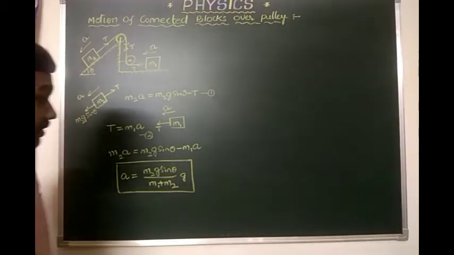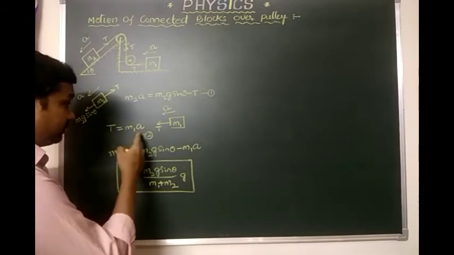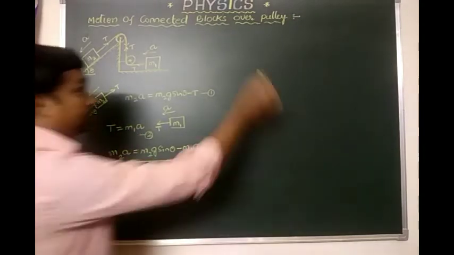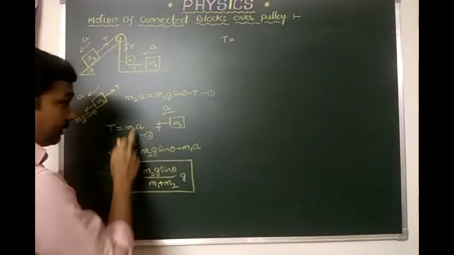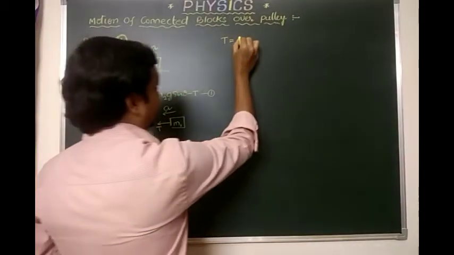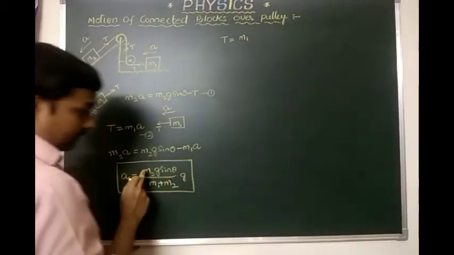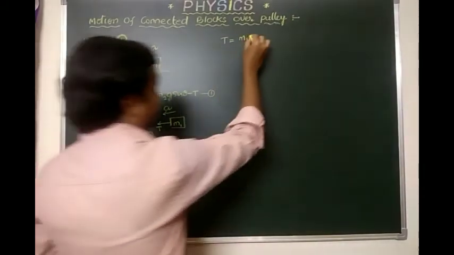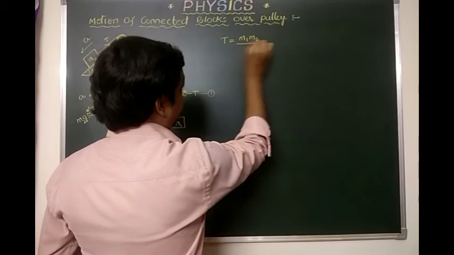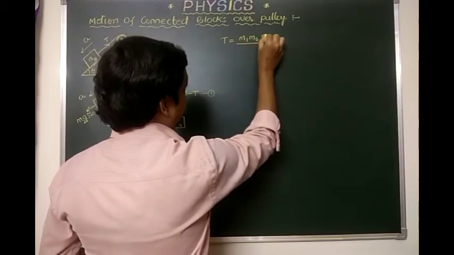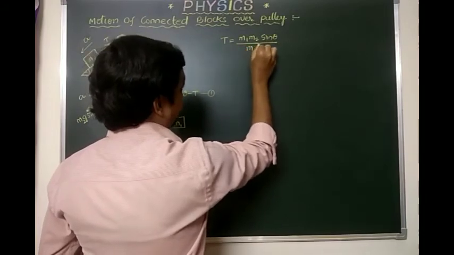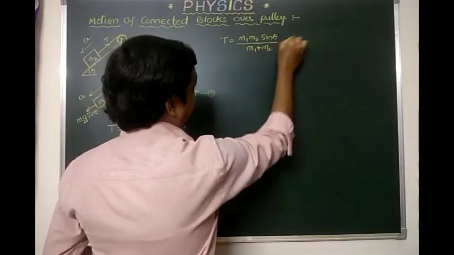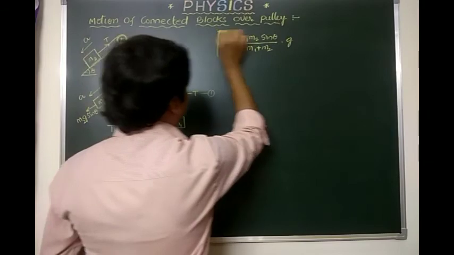What will be the tension? Tension T is equal to, we can substitute in this formula so that we will get the formula for the tension. Tension T is equals to M1 into acceleration. We need to substitute in this. So M1, remaining term M2G sin theta. So M1 M2 sin theta divided by M1 plus M2 into G. This is the formula for tension T.